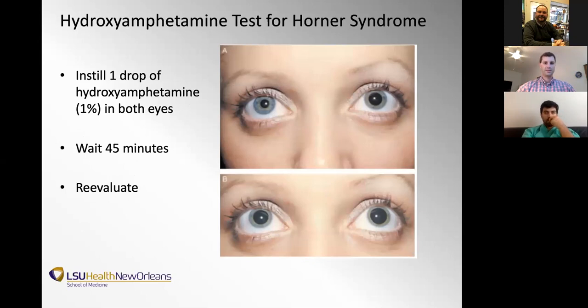So in this case, you instill 1 drop of hydroxyamphetamine in both eyes, then you wait 45 minutes, and then you reevaluate. So in this woman, we know that she already has Horner syndrome. We've already identified that, and we want to see where the lesion is. So you can see that that right eye is the one that's affected, and we've given her the hydroxyamphetamine, and you can see that now it's dilated in B. And so that indicates that that third order neuron is actually intact, and so the lesion must be more proximal.